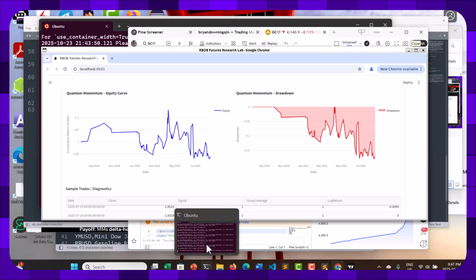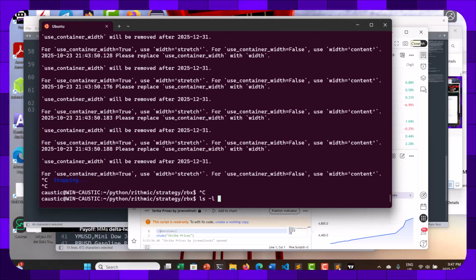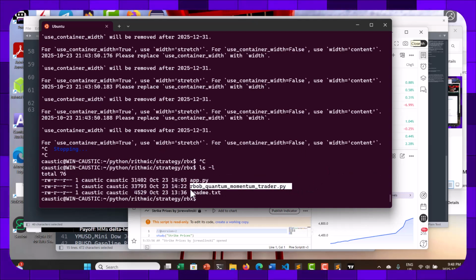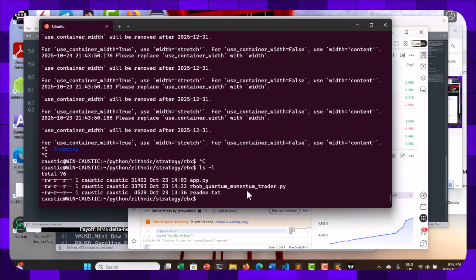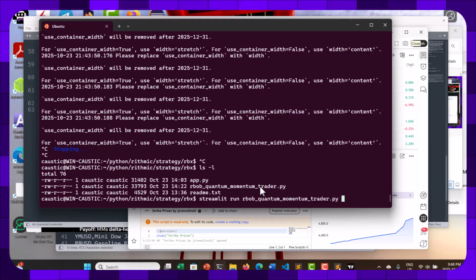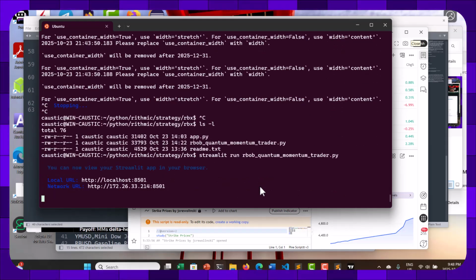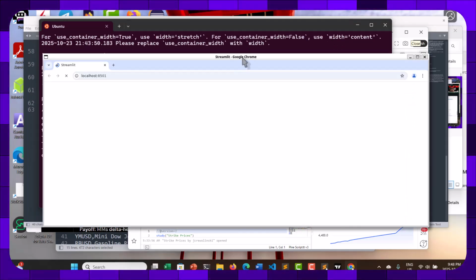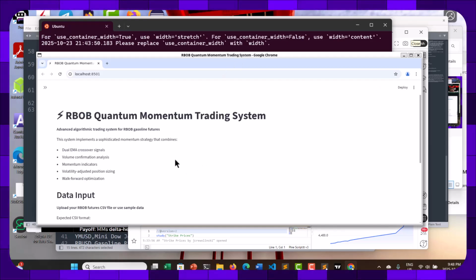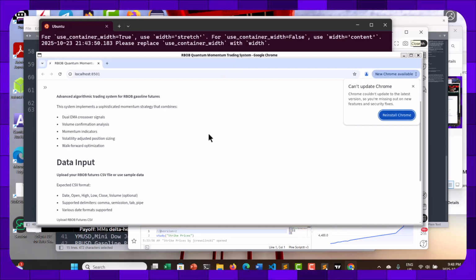So what I did, using good old AI, was build out another specific dashboard using the same data to build out this quantum momentum trader, so I can add in the execution when it generates the appropriate signals to trade. I could do it most likely in Python because we have the API for the orders using the async Rithmic as an example. So here, what we've got is this RBOB quantum momentum trading system.